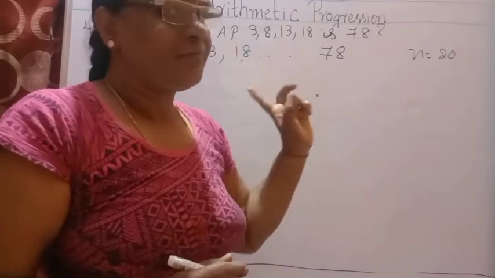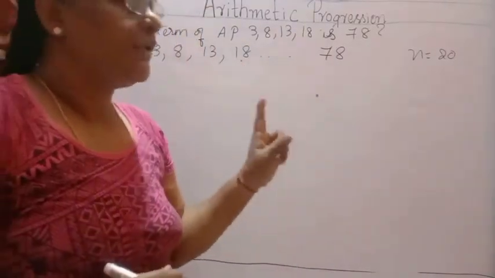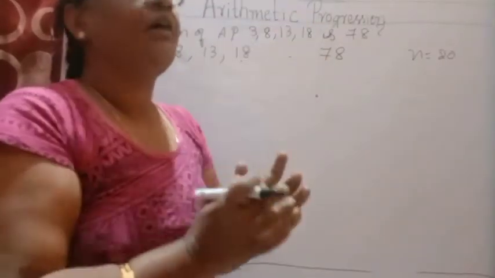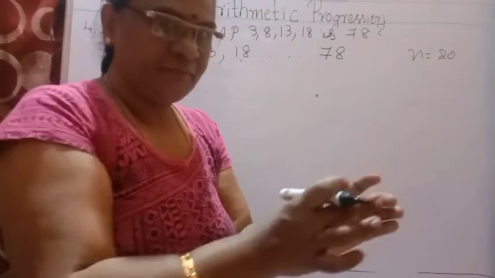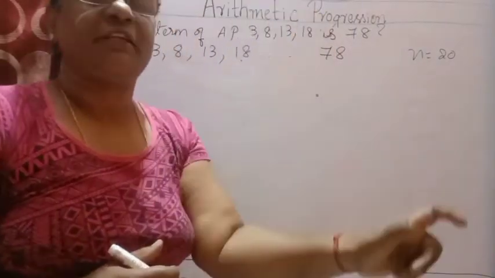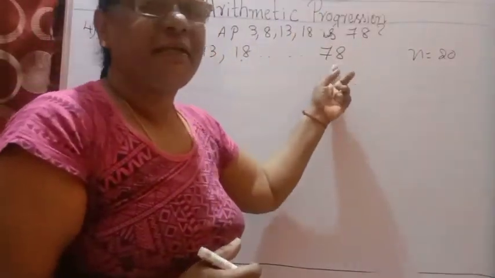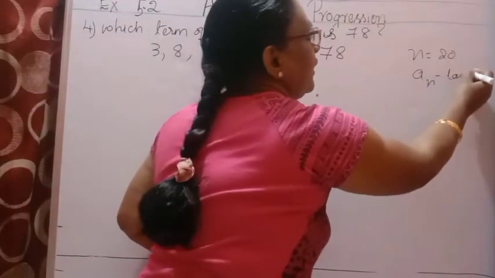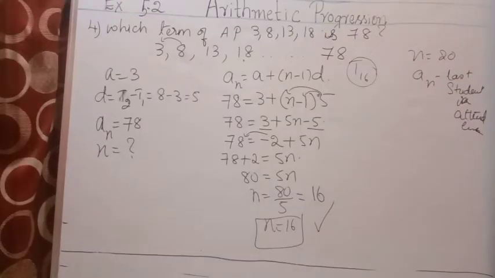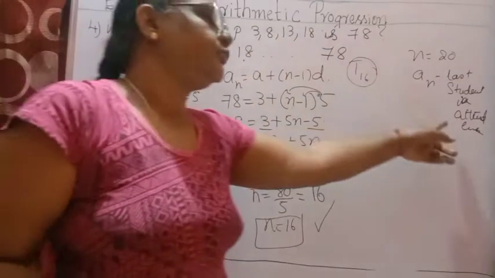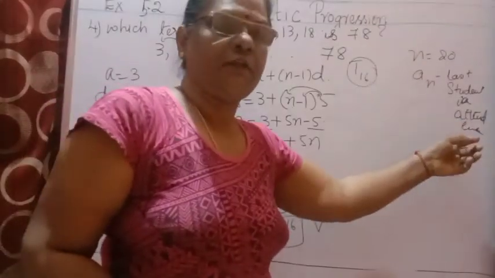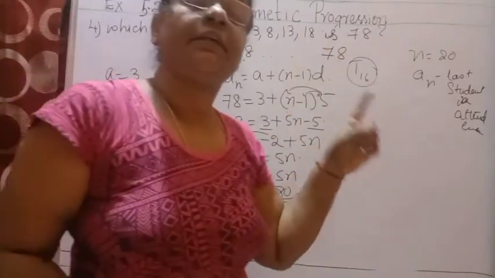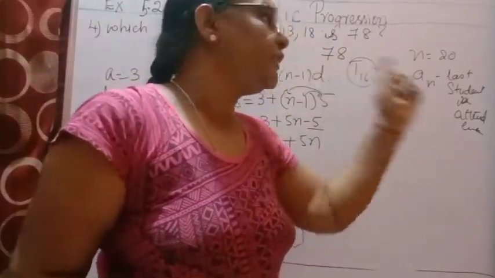Okay. Number of terms, last term. Don't get confused. Number of terms means number of students in the class, that is whole 20 students. So, who is the last student in your class? Name of the last student in the attendance register, that is your AN. Okay, that is the difference between N and AN. AN is like the last student. So, how many students is nothing but N. The name of the last student in the attendance register is your AN.